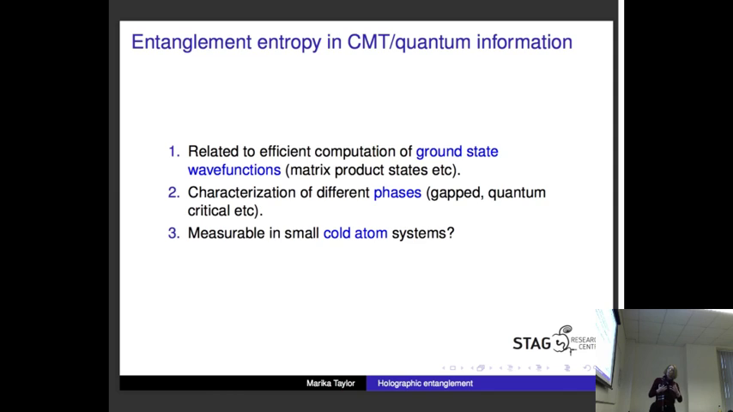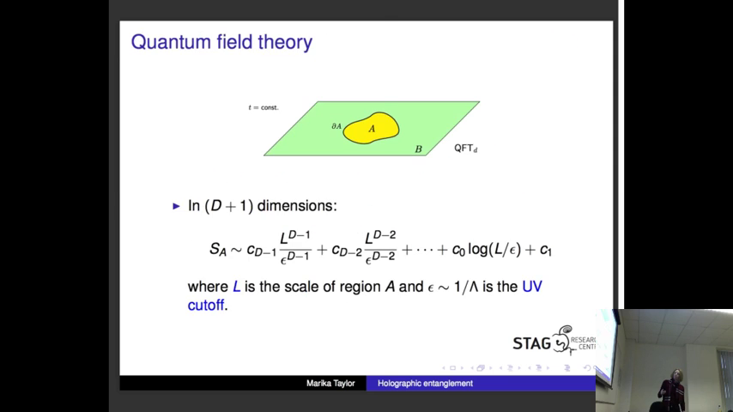And as I've been arguing, it can be used to characterize the different phases. So to understand what the low energy behavior of the theory is: is it a conformal field theory, is it a gapped theory, is it something like that? And people also start to explore whether entanglement entropy could be something that is actually directly measurable in cold atom systems. So those are the reasons that they like to use this.